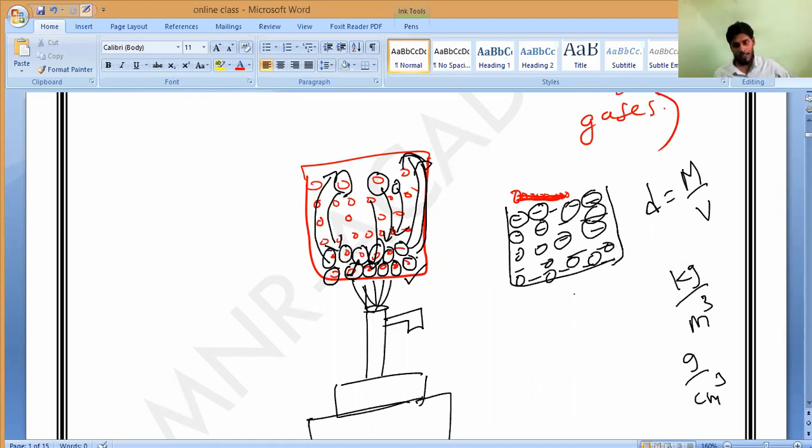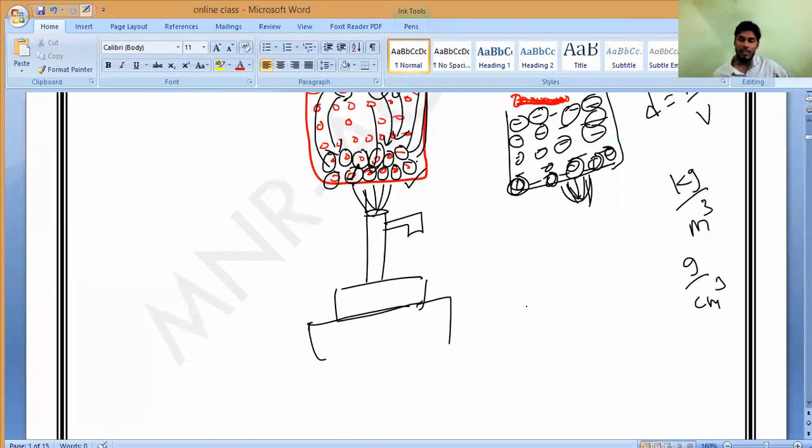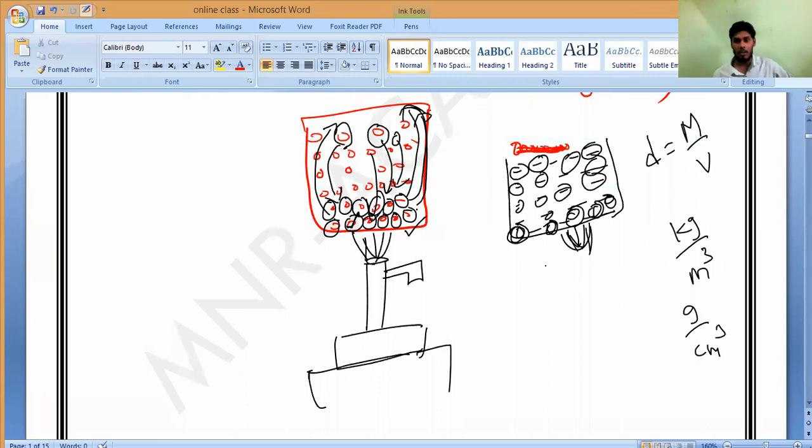Now, if I start providing heating, the bottom particles which are close to the container will gain the heat energy first. Is it yes or no? Yes, sir. So, if heat energy increases, density will decrease or not? If heat energy increases, the particles move away from each other. Correct or not? So it will float up, sir.